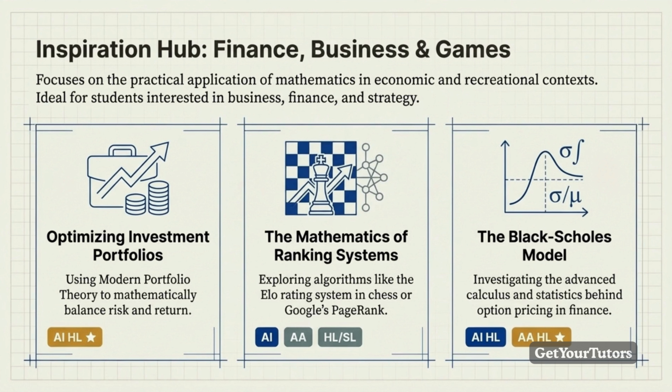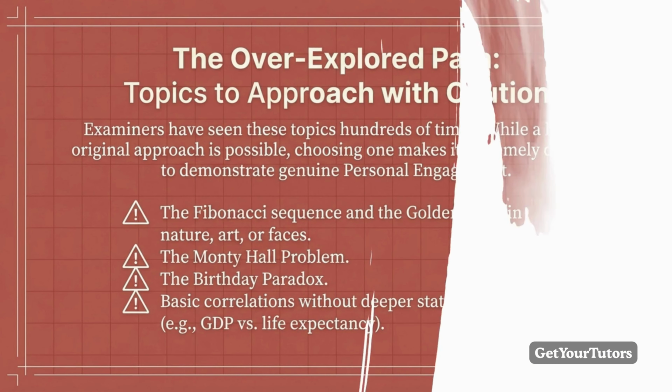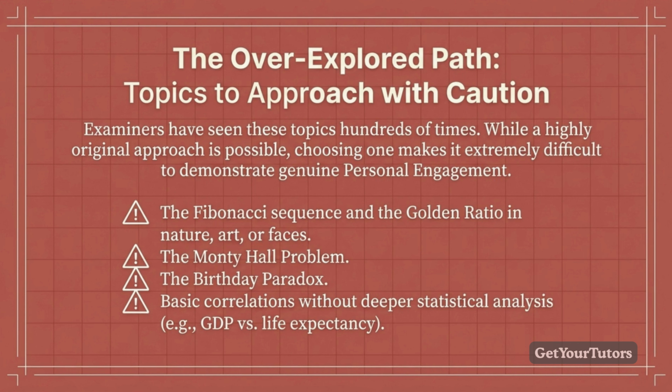Those examples are brilliant. But now we have to pause for a moment and talk about the cautionary tales, the topics the source material calls the overexplored path. You really need to listen to this part. Examiners have seen these topics hundreds, if not thousands of times. It's not that you can't do them, but it's almost impossible to demonstrate genuine personal engagement. Exactly. And that originality is the differentiator.